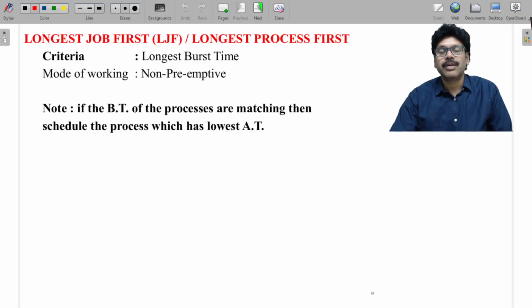In this session, we will be discussing another flavor of CPU scheduling algorithm, which is longest job first. This is completely different from shortest job first. In this case, the longest burst time is going to be executed. Again, there may be a conflict among the burst times. If the burst times of the jobs are the same, then we need to choose the lowest arrival time.